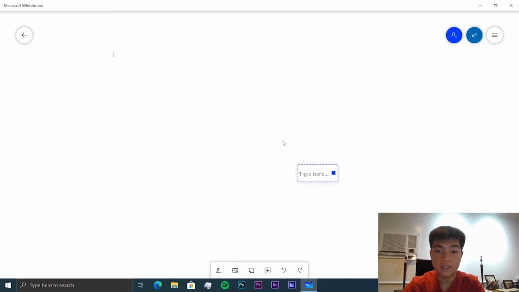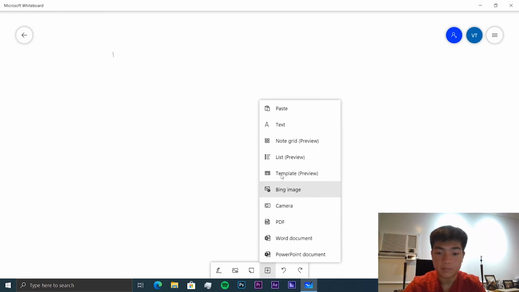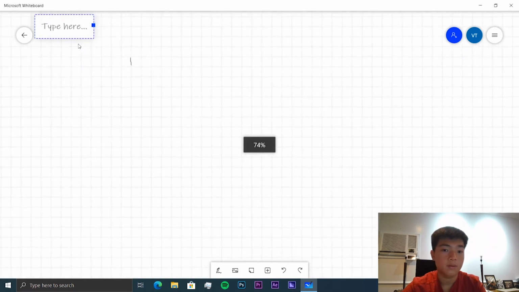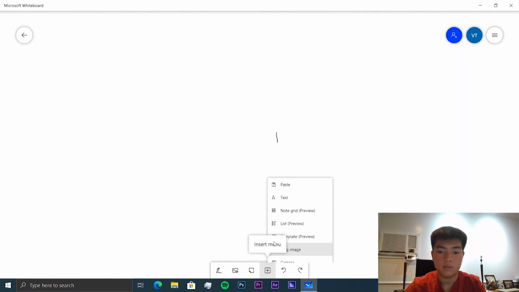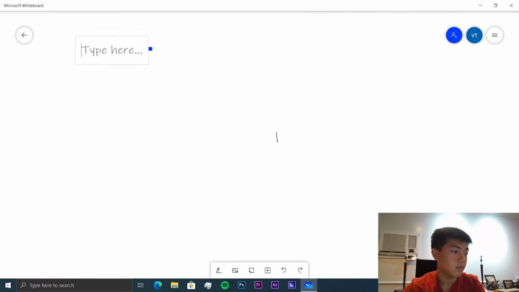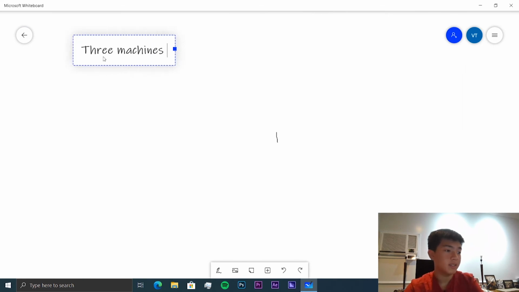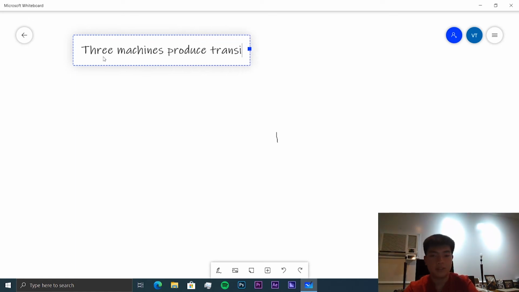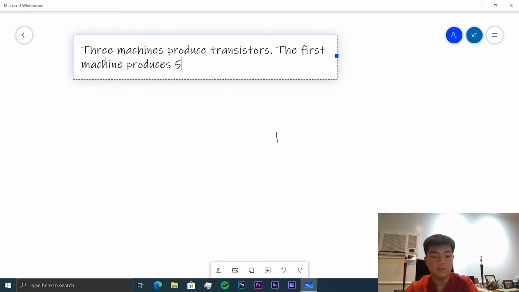And the next question is, we have 3 machines that produce transistors. The first machine produces 50% of the transistors.